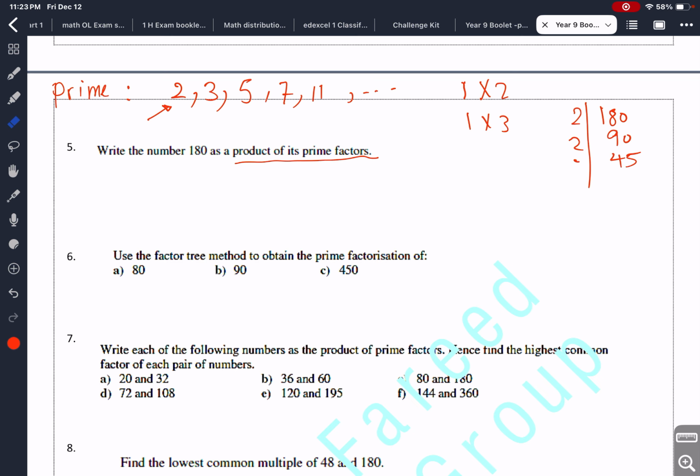The next prime is 3, so I'm going to divide by 3. Dividing by 3 is 15. Still possible by 3, so it's 5. And then divide by 5, 1. Once you reach 1, this is the end, and we write it as a product of its prime numbers. So 2 to the power 2, times 3 to the power 2, times 5. All this product will be 180.